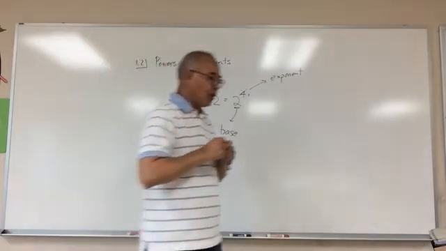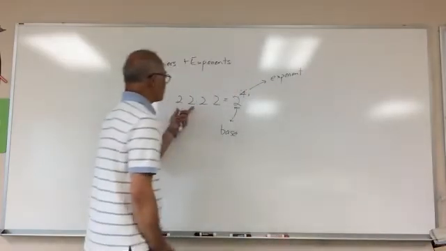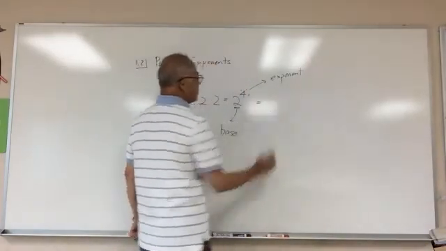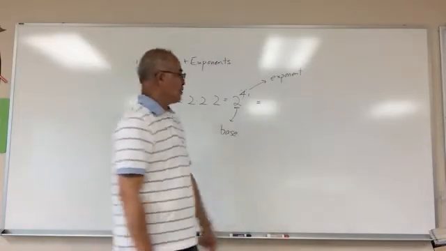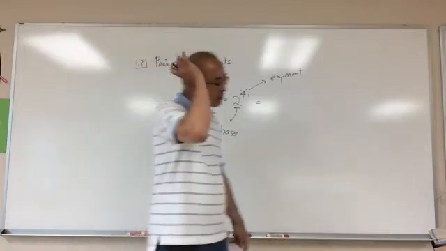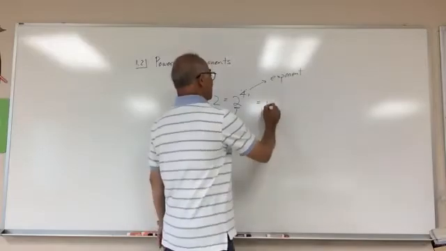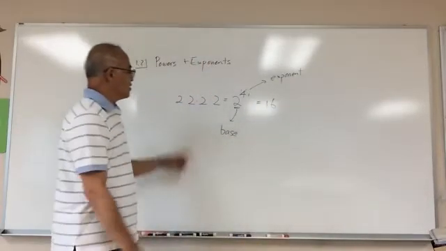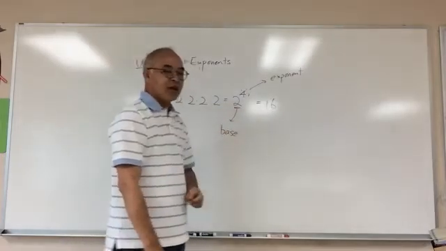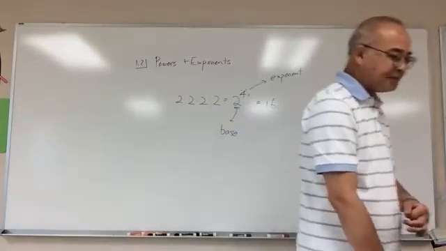Can anybody tell me what this actually is? If I were to put this as a single number, what would it be? In other words, what is 2 times 2 times 2 times 2? 16. It is 16, correct. So 2 to the 4th power is the same as 16. It's as simple as that.